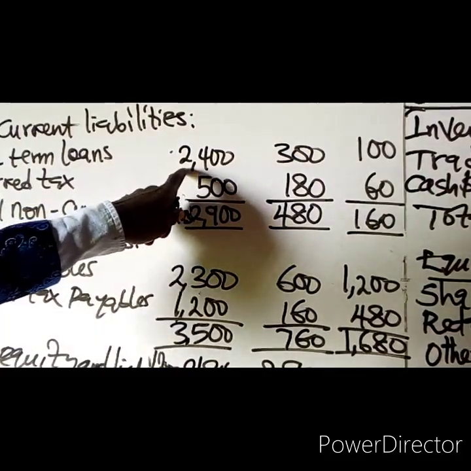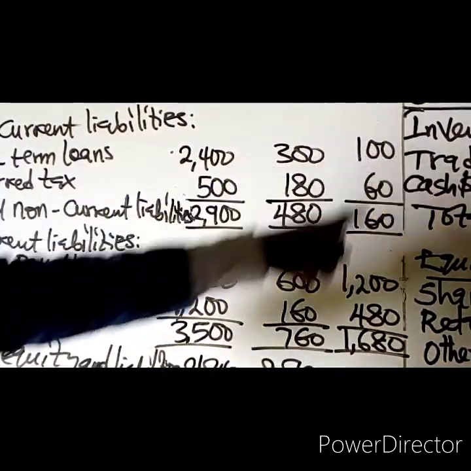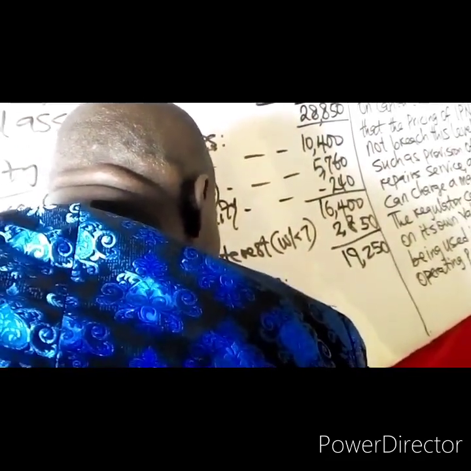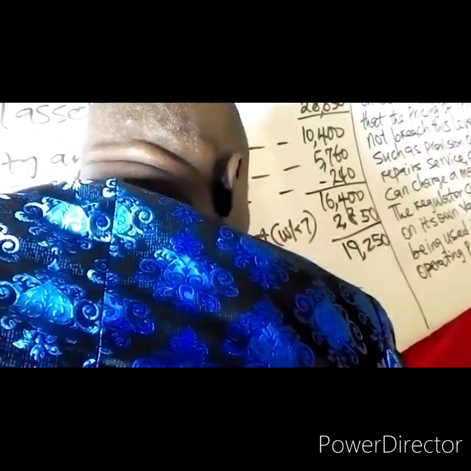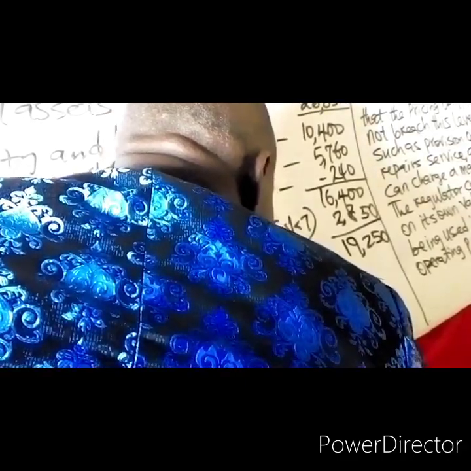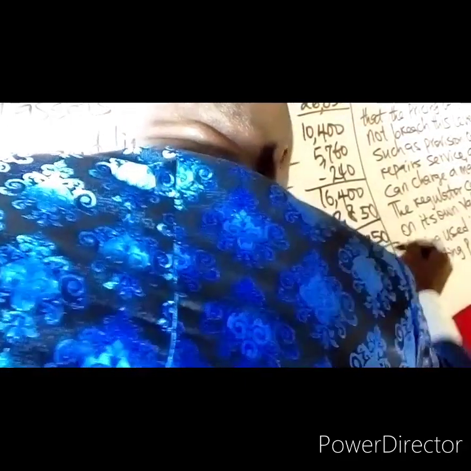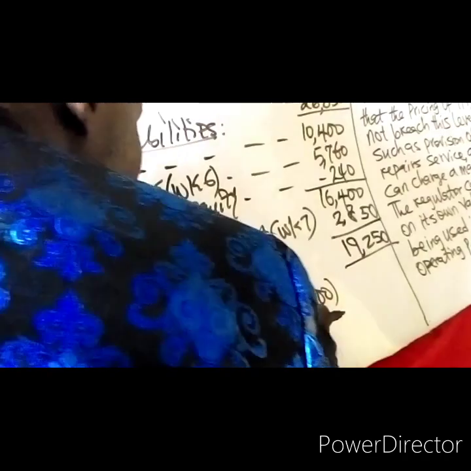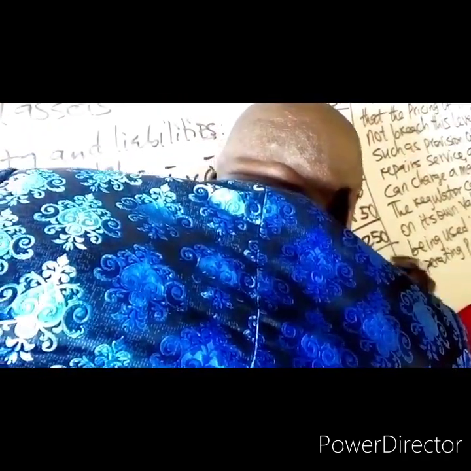So when you sum it up, you have 2,400 plus 300 plus 100. Then that will give us 24 plus 3. That will be 27 plus 100. That will be 2,800.